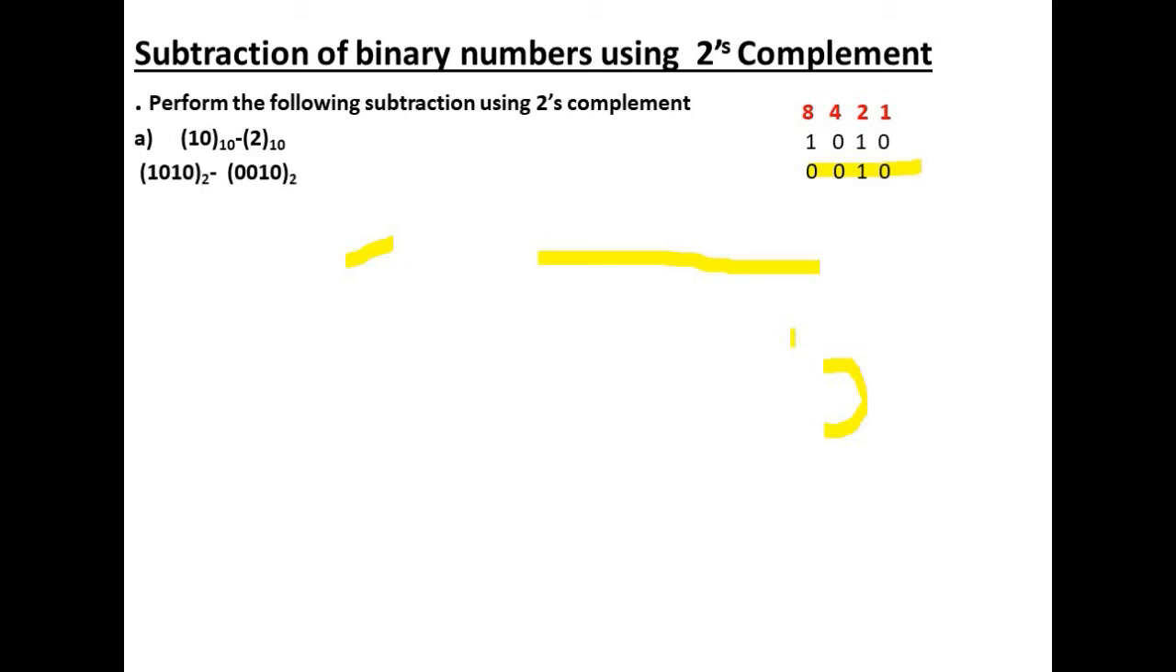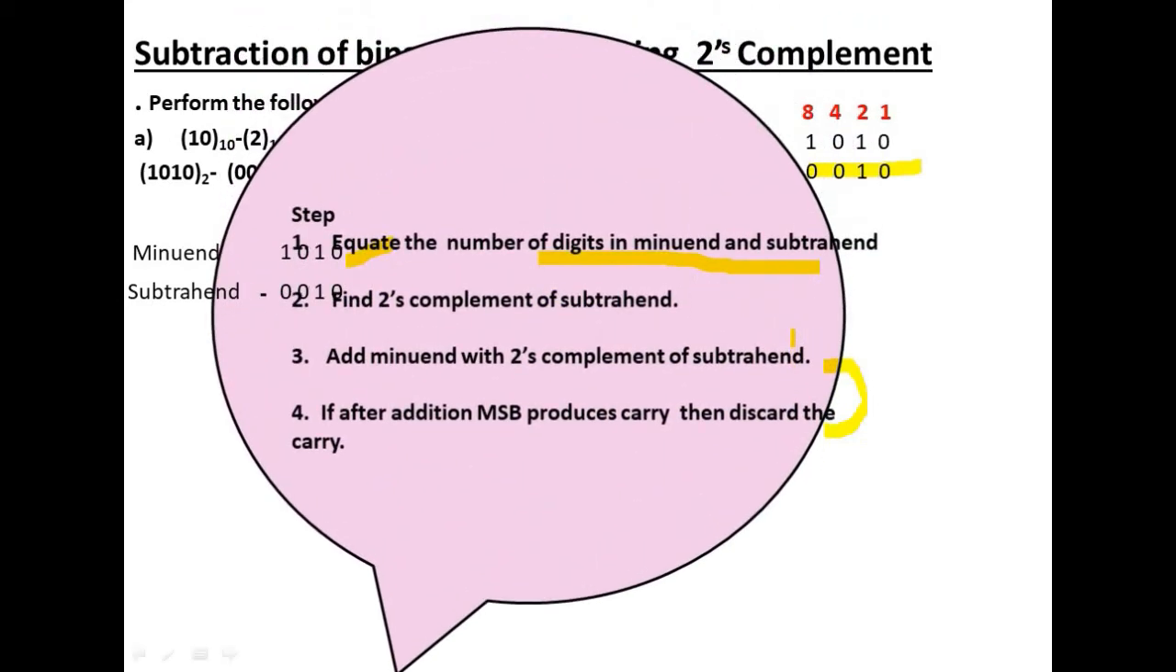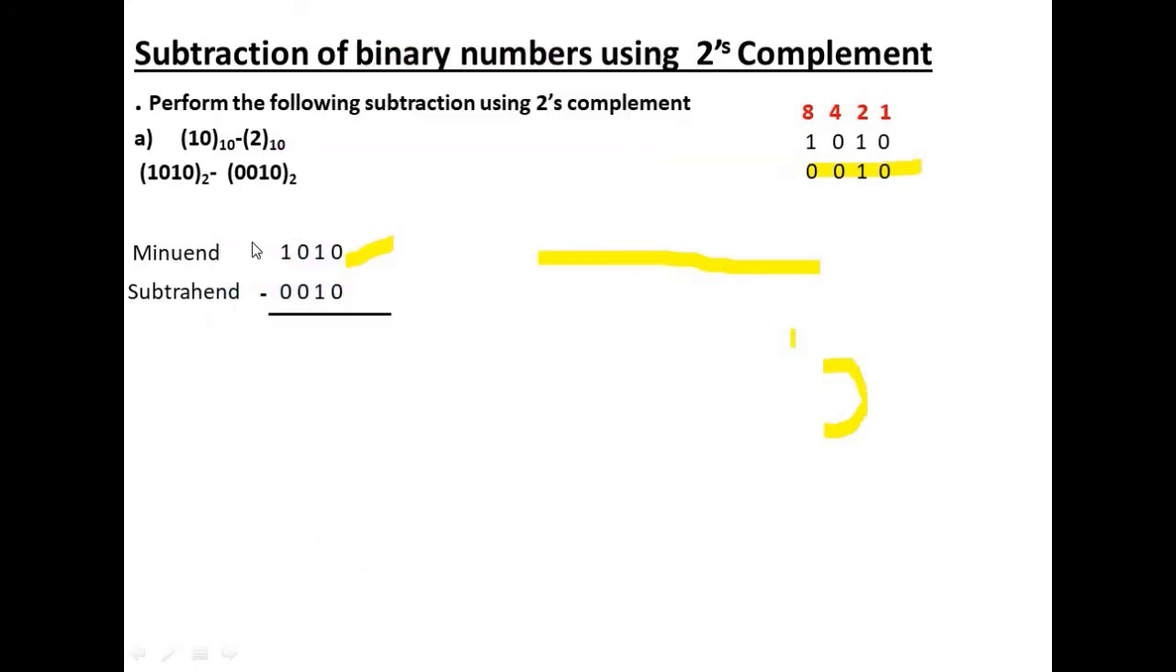Now we have to subtract these two numbers, 1010 minus 0010. The minuend is 1010 and the subtrahend is 0010. Now let us see the steps. The first step is to equate the number of digits in the minuend and subtrahend. But here both numbers are equal in length, so this step is not needed.